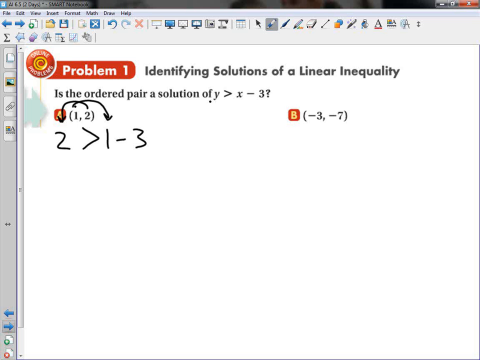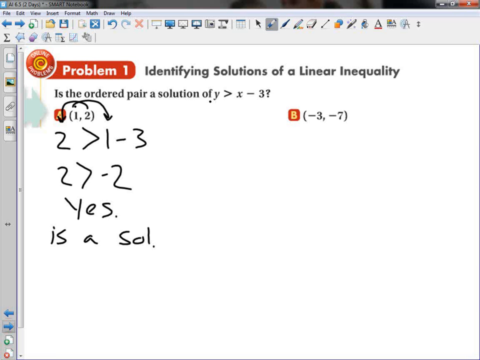So we get 2 on that side. The 1 minus 3 is a negative 2. And then I need to think to myself, is 2 larger than negative 2? And the answer is yes. This is a solution. And it's as easy as that.